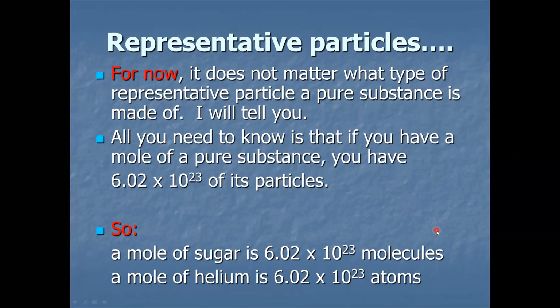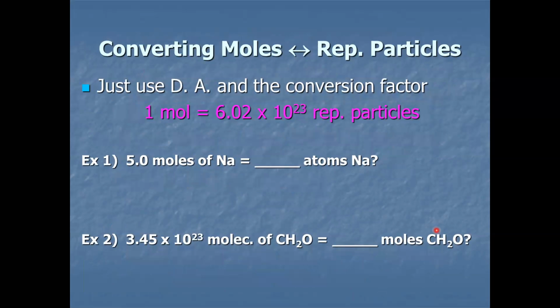So it doesn't really matter if it's a pure substance. We'll get that information to you. And all you need to know is that if you have a mole of something, you have a whole lot of it. So a mole of sugar is 6.02 times 10 to the 23rd molecules. A mole of helium is 6.02 times 10 to the 23rd atoms. Now, if we're ever asking you to count some number of moles of something, you just multiply. So 5 moles of sodium would be 6.02 times 10 to the 23rd times 5. There's 3.45, you just do the math on it and use a calculator. Don't make yourself crazy with it.